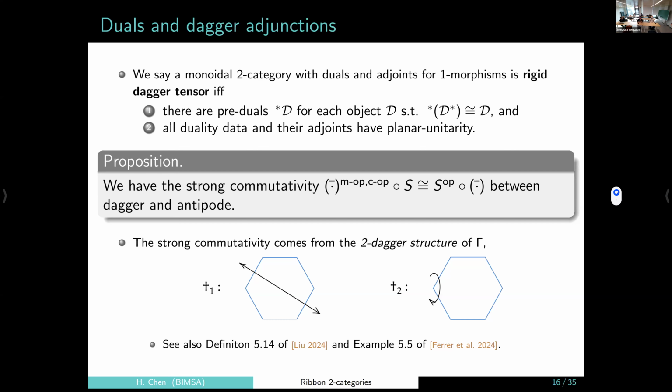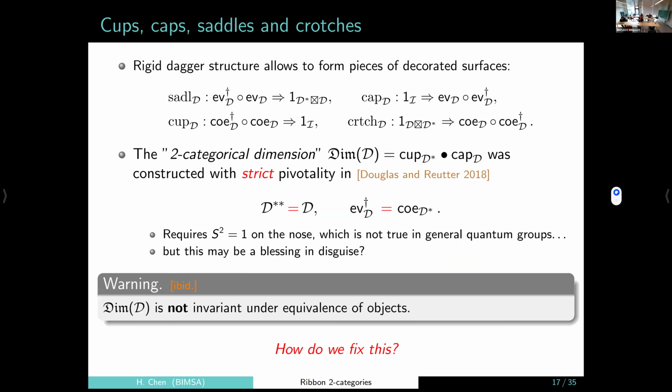So this is very nice. Why? It's because I'm able then to use the adjoints of the duality structure to write down decorated surfaces. So if you have this graphical calculus picture in mind, these give you what I call the saddle morphism, because it literally gives you a saddle. When you write down the morphisms, it gives you a cap, a cup, and a crotch. So the saddle turns upward, and the crotch turns downward.